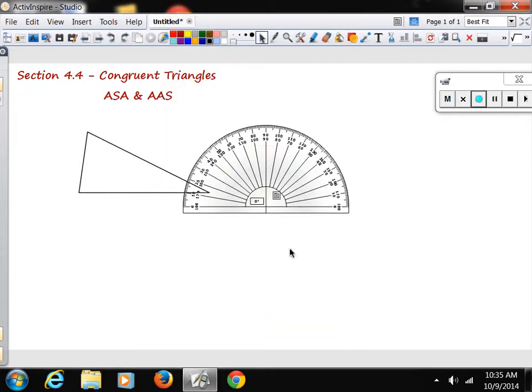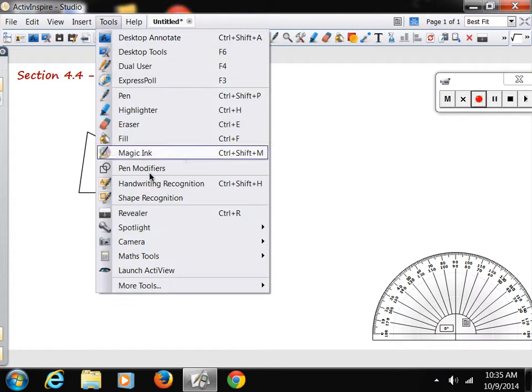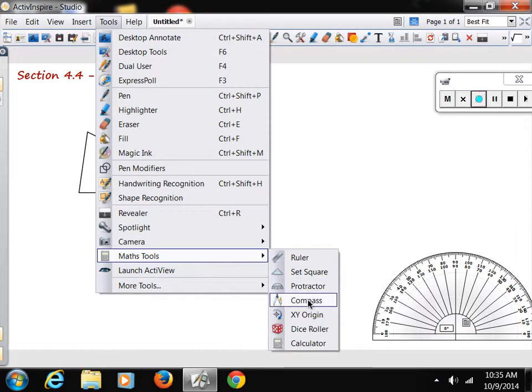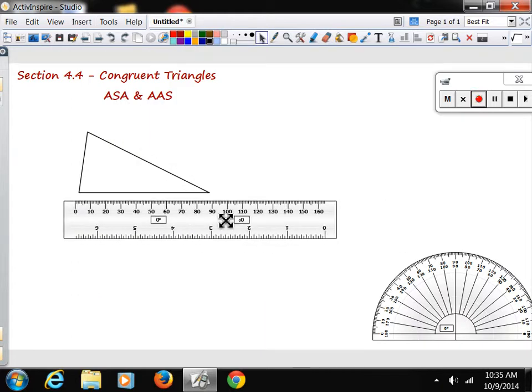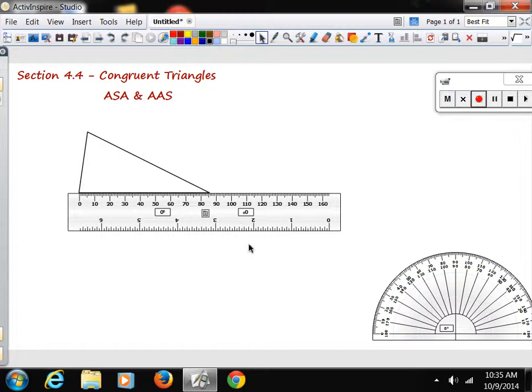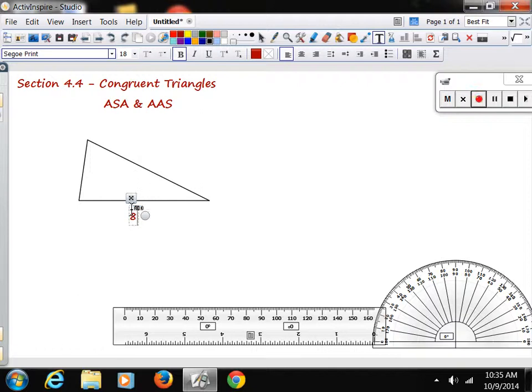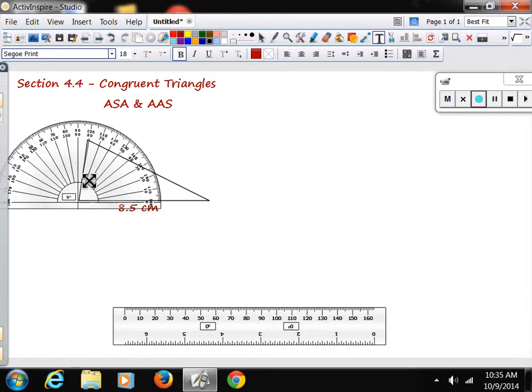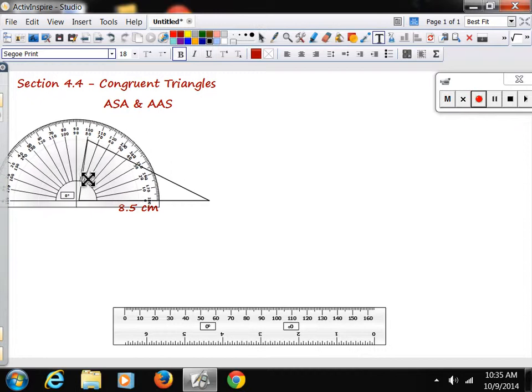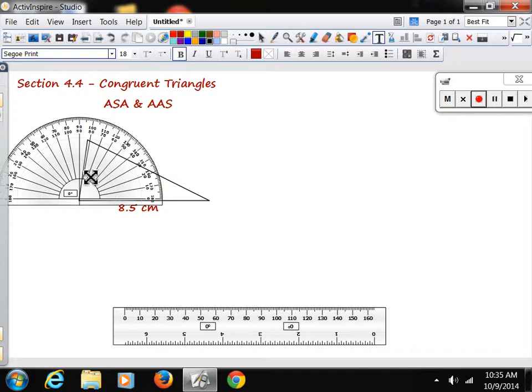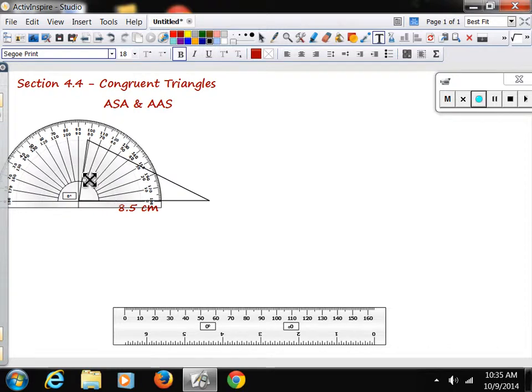And measure one side of your triangle. So for me, this bottom side is 8.5 centimeters. You're going to measure yours. It can be whatever you decided to make it. And then go ahead and measure the two angles that are on that side. Don't measure the other two sides. Just measure the two angles that are on that side.